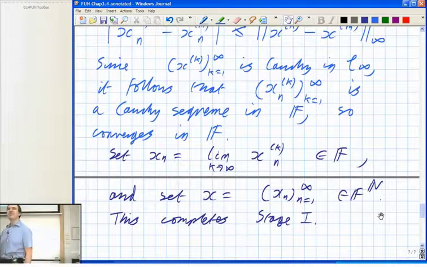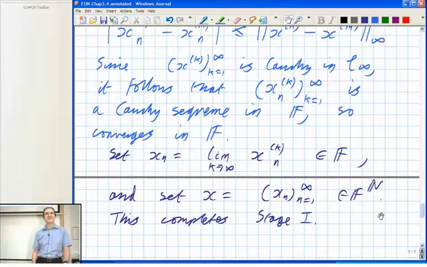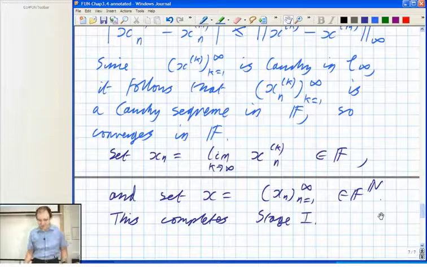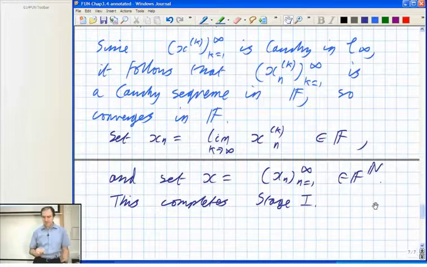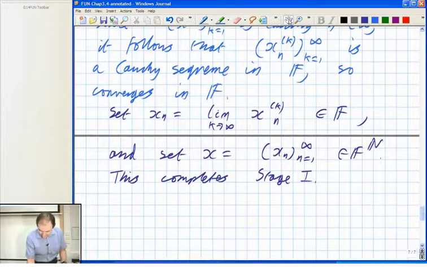So, remind me what we have to do next. What was stage 2? Allegedly, we have to show that this x is in L infinity and that the sequences xk do converge to this sequence x in the uniform norm. So stage 2.